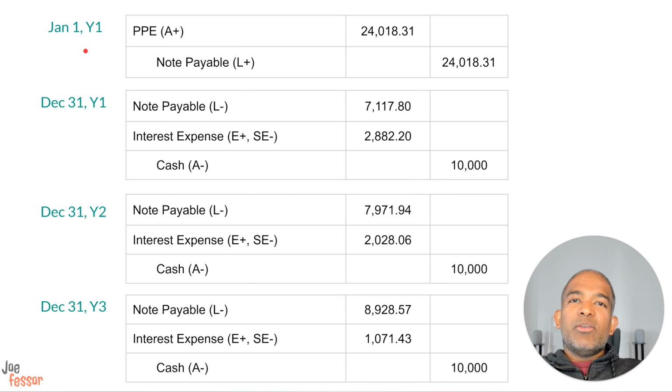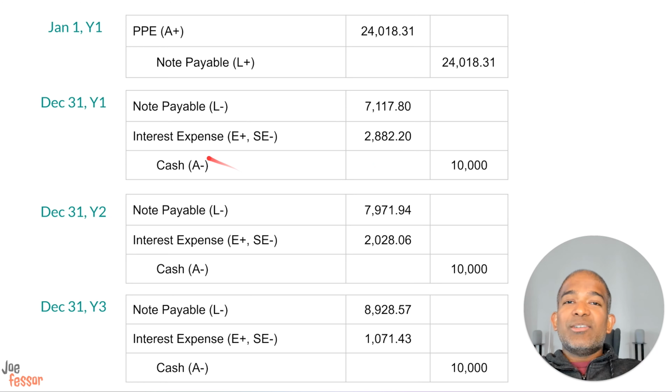On the 1st of January for year 1, we debit PPE for $24,018.31 and credit note payable for the same amount, representing the present value of the liability. Okay, so $24,018 is the present value of the annuity of $10,000 at the end of year 1, year 2, and year 3. And for each of the subsequent year ends, we record interest expense based on the outstanding balance and reduce the note payable by the principal that has been repaid.